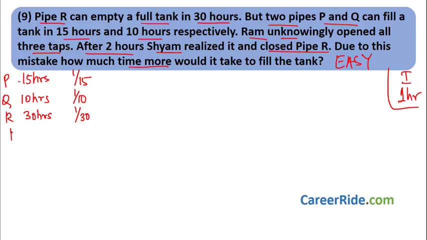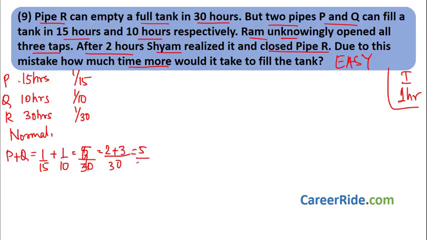Now normally, in normal conditions, P and Q are opened, because if we want to fill a tank, we will just open P and Q and they will fill the tank. Why would we open pipe R which empties the tank? So normally we will just open P and Q. So in 1 hour, how much work is done by P and Q? It would be 1 hour work of P plus 1 hour work of Q. That is nothing but 5 upon 30. How do we get 5 upon 30? I'll just explain. LCM is 30. So 15 twos are 30, 10 threes are 30. So we got 5 upon 30.